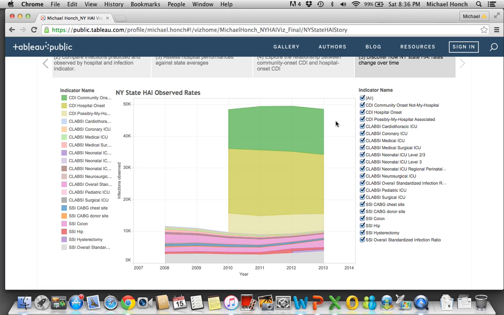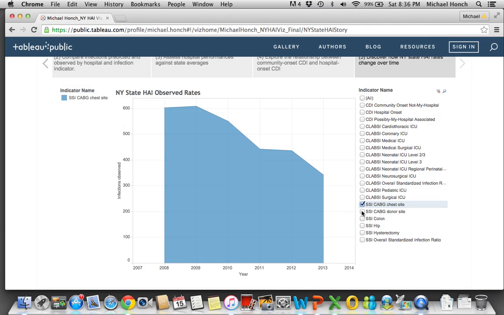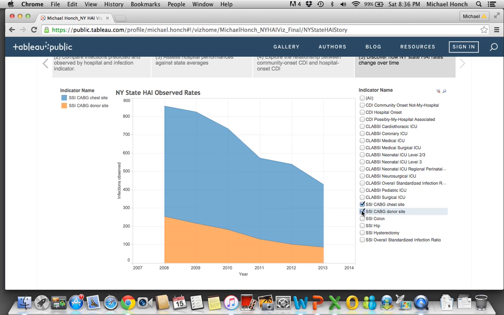Now I've presented here with all infections shown, but we could specify it and take a look at some results here. Let's just look at the coronary artery bypass graft, and we can see very dramatically here that the state is doing seemingly quite well in limiting infections in both chest site and donor. So that's it.